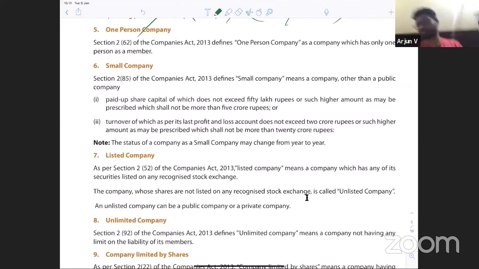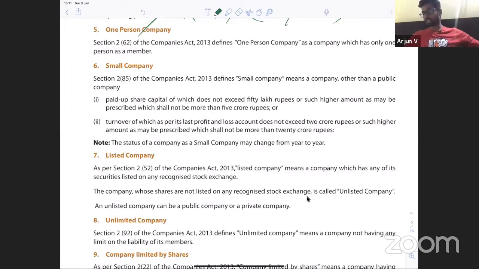What is a subsidiary company? We'll come back to it in case of both government and public. So what is a small company? A small company is a company which is other than a public company. So that means it can be a private limited also, it can be a government company also, it can be any company, but it should not be a public company. First one, are you clear? A small company cannot be a public company.